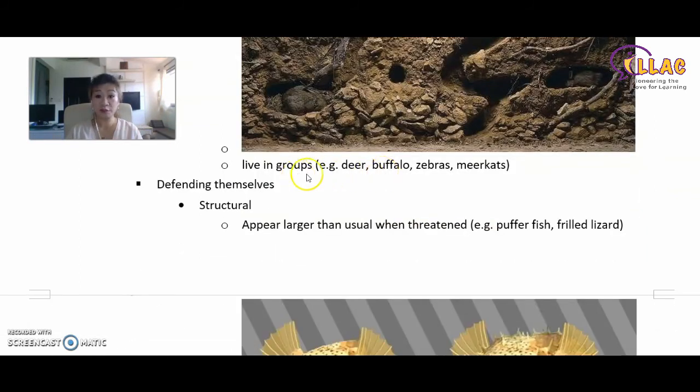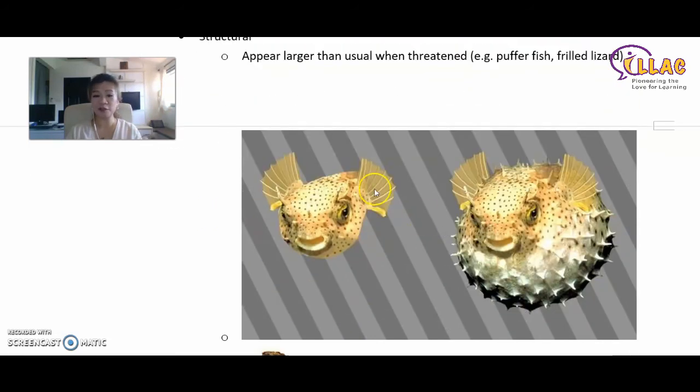Also they will live in groups. For example, deer, buffalo, zebras, or meerkats live in groups to protect each other. Defending themselves structurally, they might appear larger than usual when threatened. For example, the pufferfish. This is the pufferfish before. This is the pufferfish when threatened. They look so spiky, nobody will dare to go near them or even think of eating them.